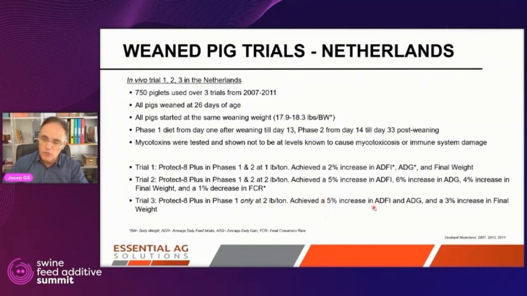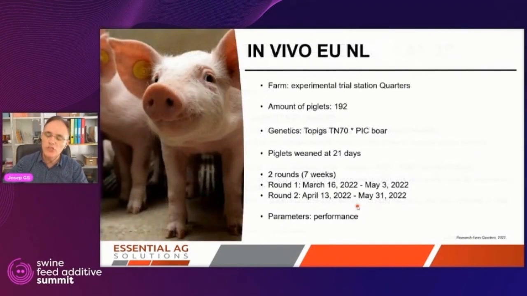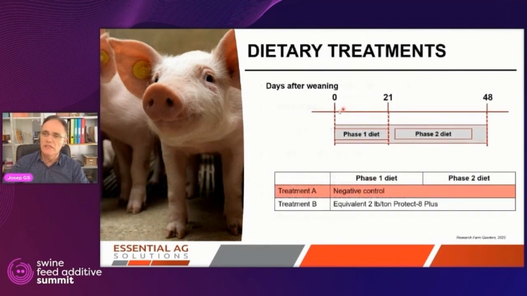Now, all these results were very promising, but they were not statistically significant. So we repeated the experiment because we wanted to see if we could actually show statistically significant results. We repeated the trial recently, same layout. We did it in 2 rounds to have a greater number of animals. Again the same layout, post-weaning. Day 0 is the first day after weaning. In this case, the first diet was for 3 weeks, and then up till day 48 post-weaning. And again, negative control.